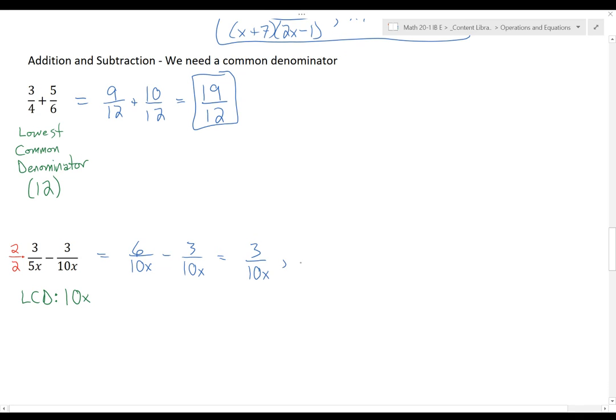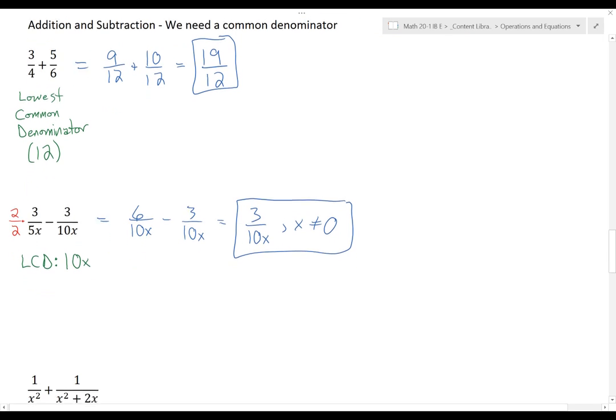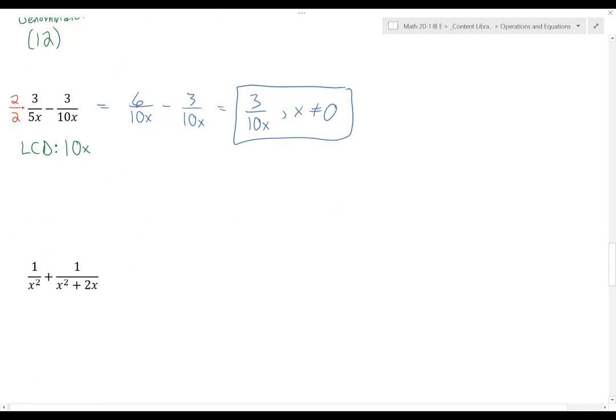I do have a non-permissible value. X cannot equal 0. So that's the basic idea here. Obviously it gets more complicated once I have numerators and denominators that are not just monomial. So let's look at this.